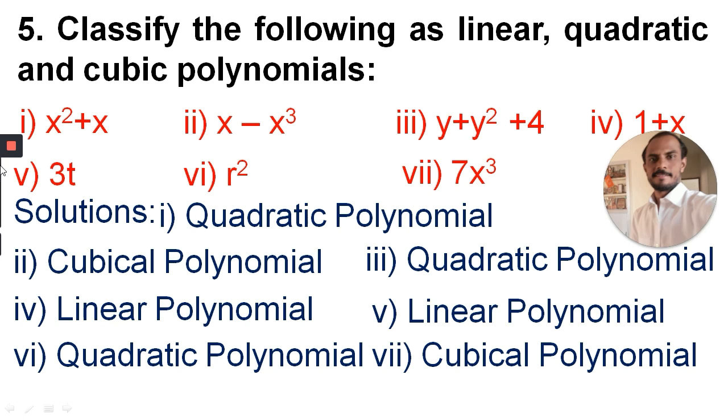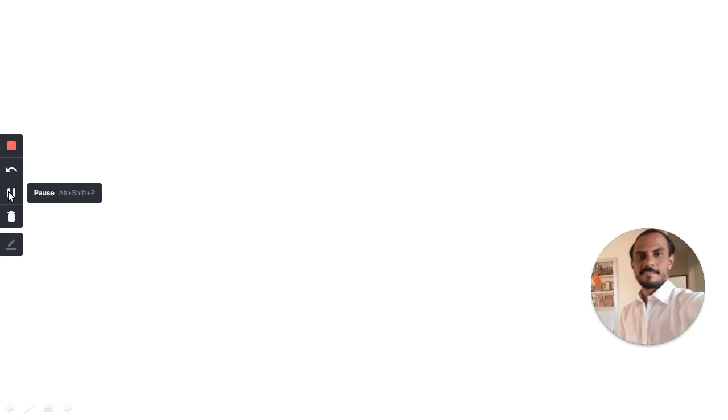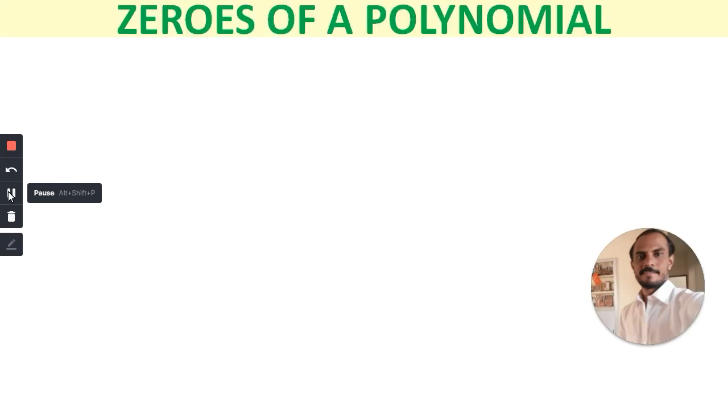Next concept is zeros of a polynomial. Zeros of a polynomial is a very important and special concept in polynomials. In equations, we call these roots or solutions of an equation. In polynomials, we call them zeros of a polynomial. What are the zeros of a polynomial? We have to focus on that one concept.